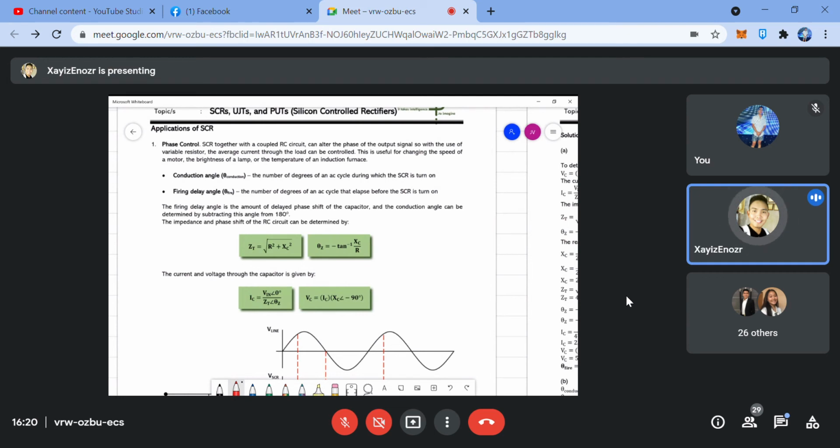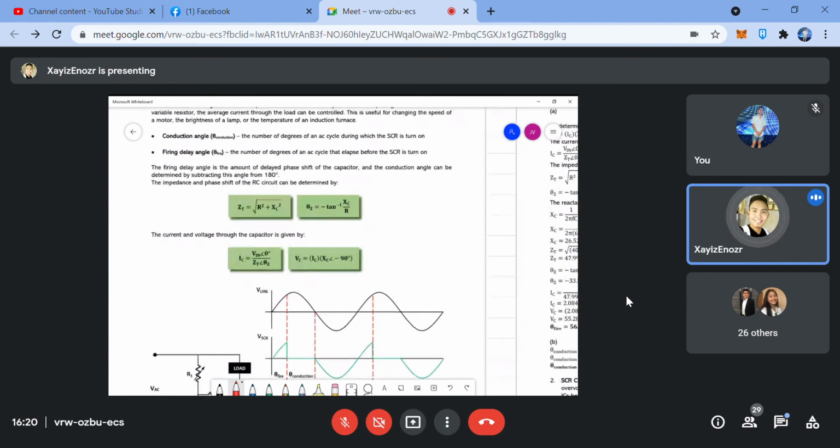And yung firing delay angle, it's the number of degrees of an AC cycle that elapses before the SCR is turned on. Pag sinabing conduction, yun yung angle na kung saan nagko-conduct si SCR, then yung firing delay is before siya mag-conduct. Okay? So the firing delay angle is the amount of delayed phase shift of the capacitor. And the conduction angle can be determined by subtracting the angle from 180 degrees. The impedance and phase shift of the RC circuit can be determined by the formulas.